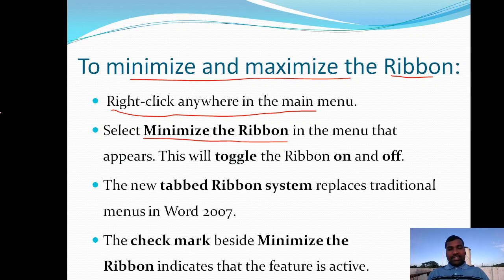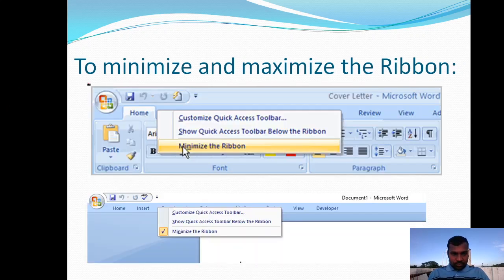In this diagram, if I right click with the mouse on the menu bar, it is going to give these three commands. One is Minimize the Ribbon, another is Show Quick Access Toolbar Below the Ribbon, and the third is Customize the Quick Access Toolbar.